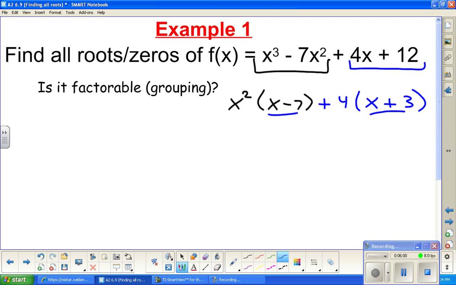They're not the same, so there's no common factor. We can't bring anything out front. So this kind of didn't work. Okay, so some problems you're going to have to do this. This time it just didn't work.